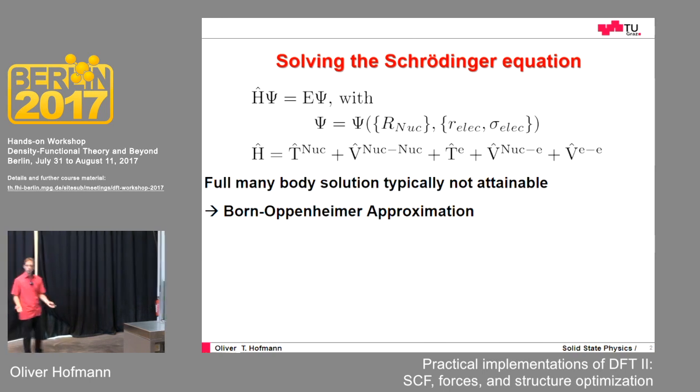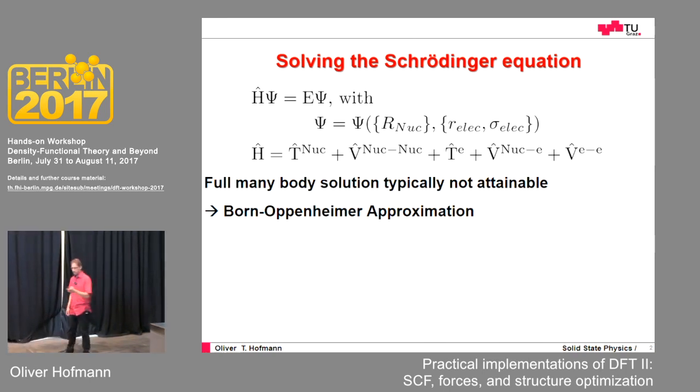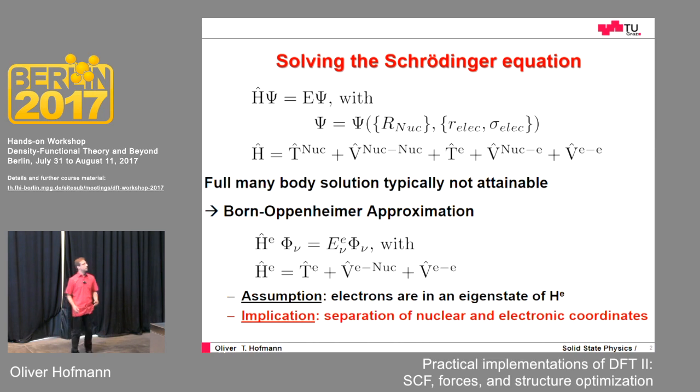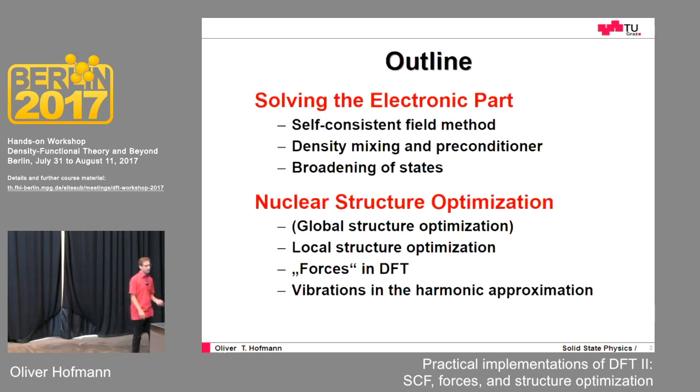So we go through two important approximations. We invoke the Born-Oppenheimer approximation as our default approximation that we use basically all the time. And we assume that the electrons are in an eigenstate of the electronic Hamilton operator. What this means is we can separate nuclear and electronic coordinates. And this is what basically gives the outline of my talk, or how I structured my talk.